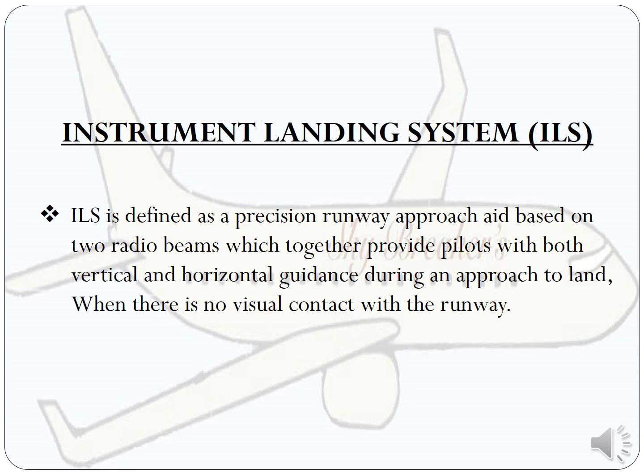And ILS is basically a pilot-interpreted runway approach aid, that will give the guidance whether the aircraft is right or left from the center line. And the aircraft is normally maintaining the 3-degree glide slope for the height from the runway threshold.